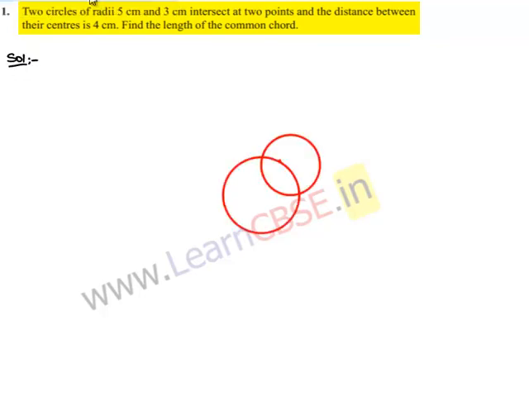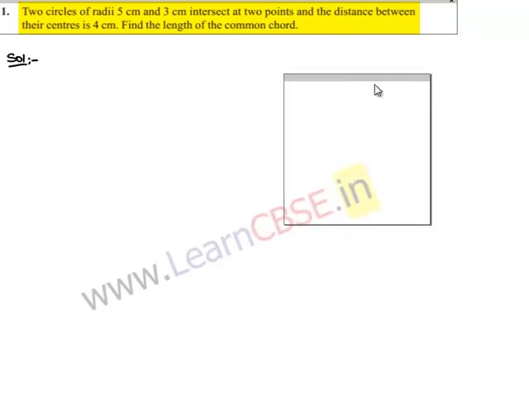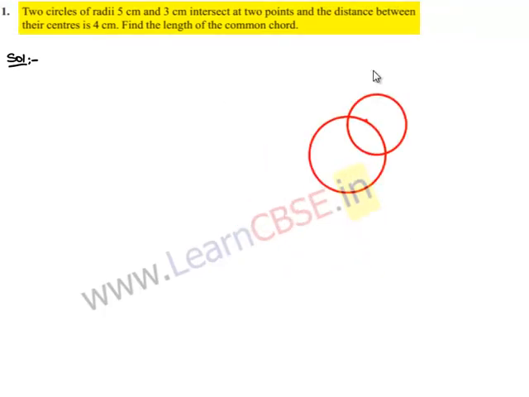Let us consider two circles intersecting at 2 points. Let us consider two circles as shown in the figure which are intersecting at 2 points. Let those points be A and B. Let the centers of the circles be O and O dash. Here it is given that the distance between their centers, that is OO dash, is equal to 4 centimeters.